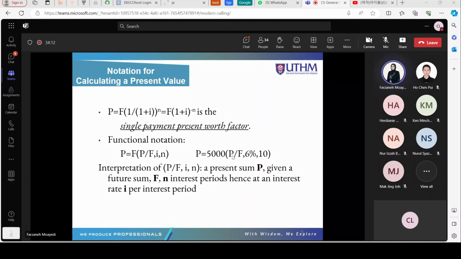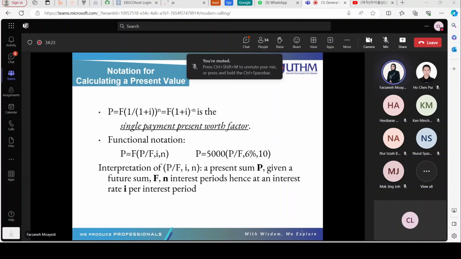So always remember, we have here P/F. The first one is always the one that is missing, and the value after the slash is the one that already exists, the one that you have. In this case, P/F means you do not have P, you are looking for P, and F is the one that you have. This F and the F in the formula are actually the same thing. The only thing is that this is not a formula.